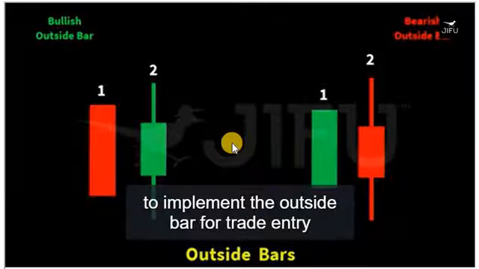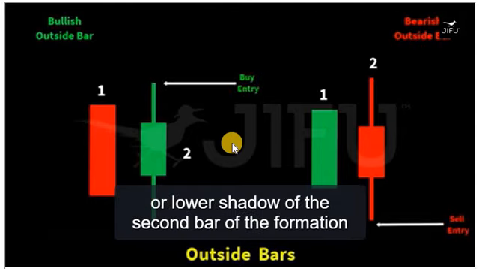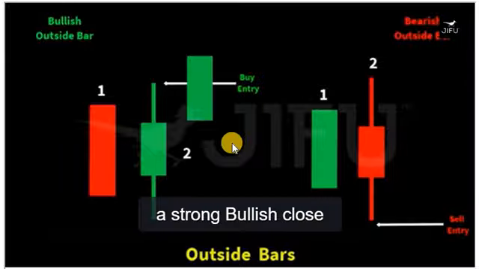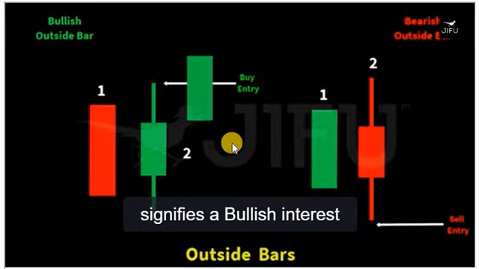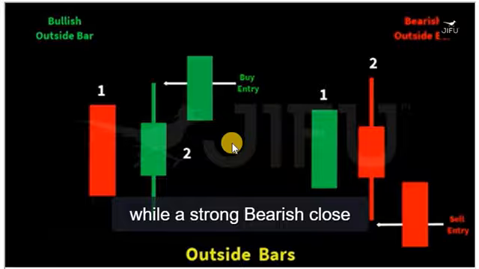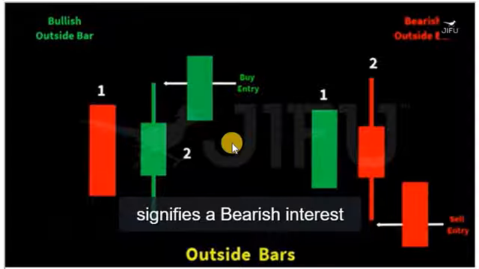To implement the outside bar for trade entry, traders need to focus trade entries at the upper or lower shadow of the second bar of the formation. A strong bullish close above the upper swing of the bullish outside bar signifies a bullish interest, while a strong bearish close below the lower swing of the bearish outside bar signifies a bearish interest.